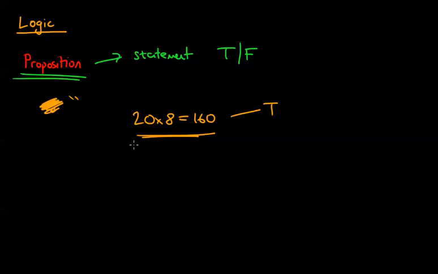Or you could have something like this. Let's say, for example, your father is 56 years old. That's a proposition. Now, it could be true or it could be false, depending on who you ask or who you're referring to. So it could be indeterminate as well. So this is what it means by a proposition. It's a statement that could be true or false.